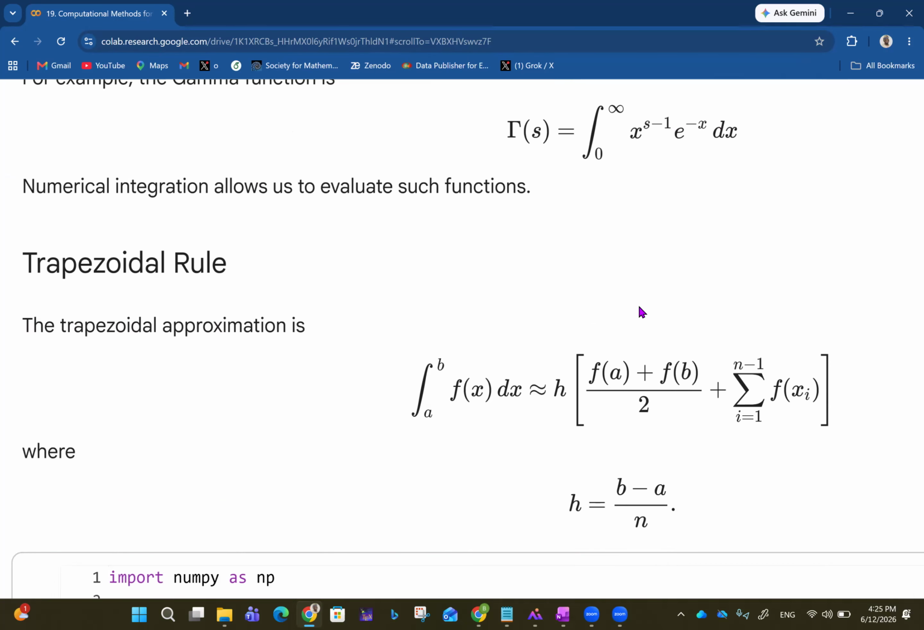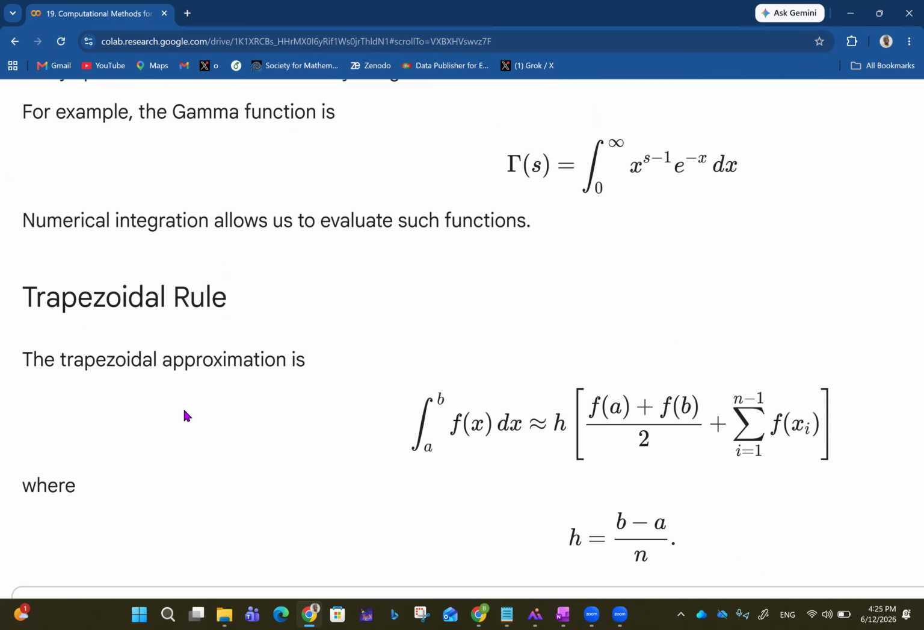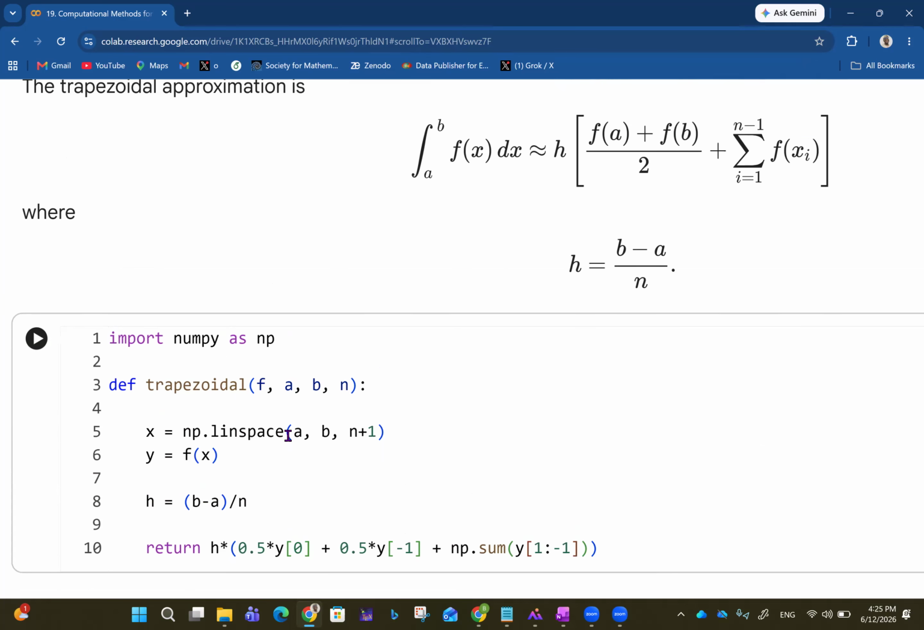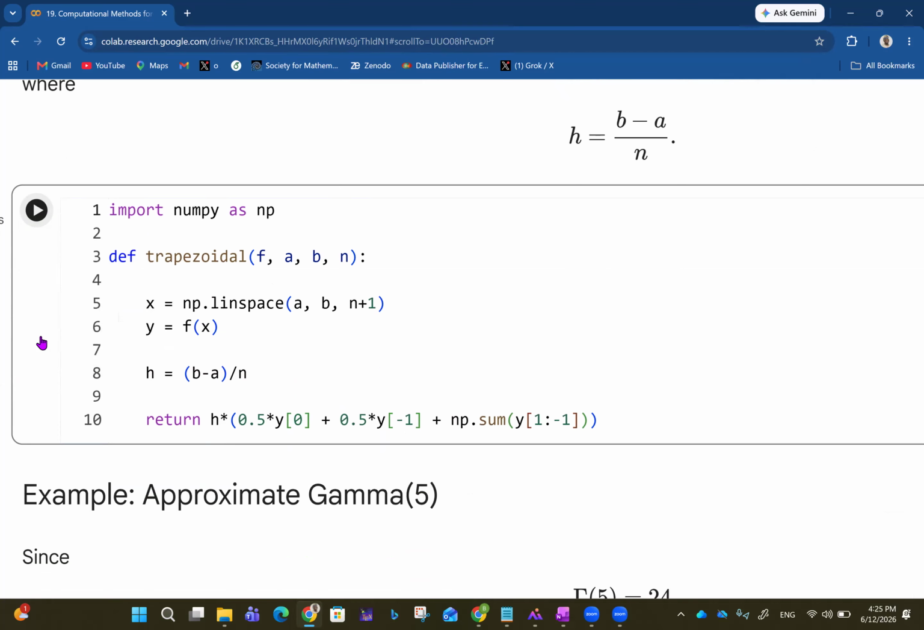And that is where rules like the trapezoidal rule come in. The trapezoidal approximation is the integral from a to b of f of x dx, which is approximately h, which is the step length, times f of a plus f of b all over 2, plus the summation from i equals 1 to n minus 1 of f of x sub i, where h is b minus a over n. I dealt with all of this under the numerical analysis playlist, which you may want to check.